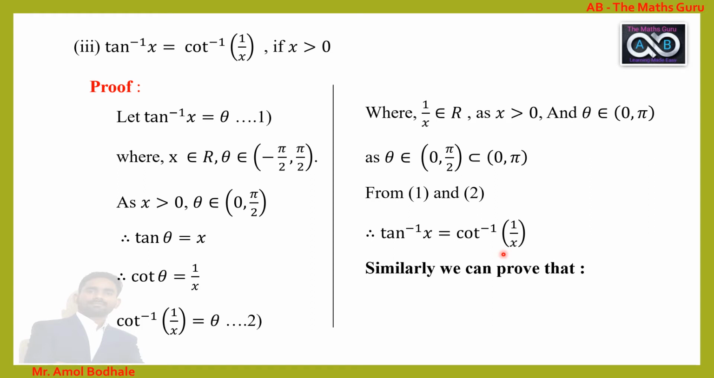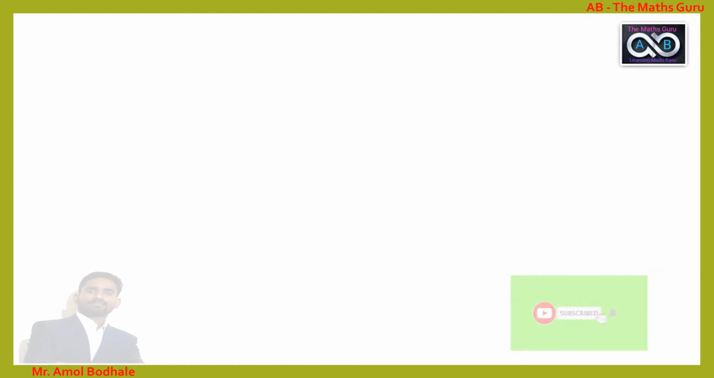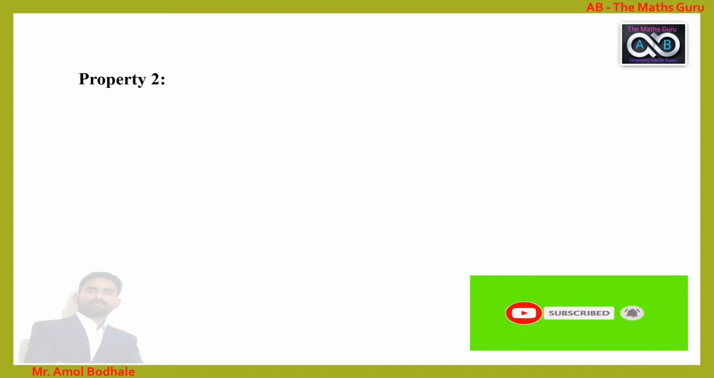Similarly we can prove that tan inverse of x is equal to minus pi plus cot inverse of 1 by x if x is less than 0. So remember, when x is positive, that means greater than 0, tan inverse of x is cot inverse of 1 by x. But when x is strictly less than 0, then tan inverse of x is equal to minus pi plus cot inverse of 1 by x. Let's see the second property.